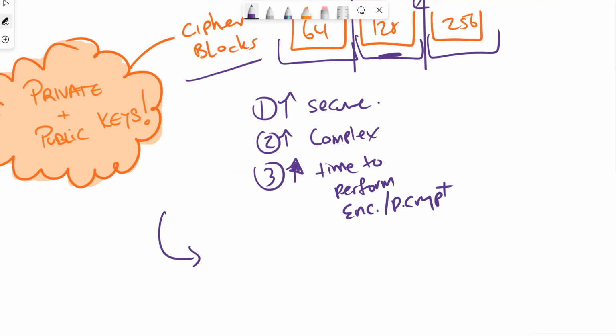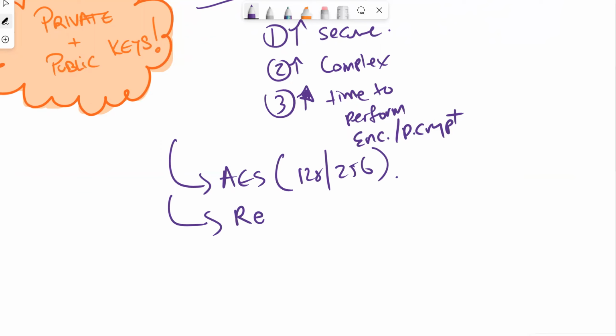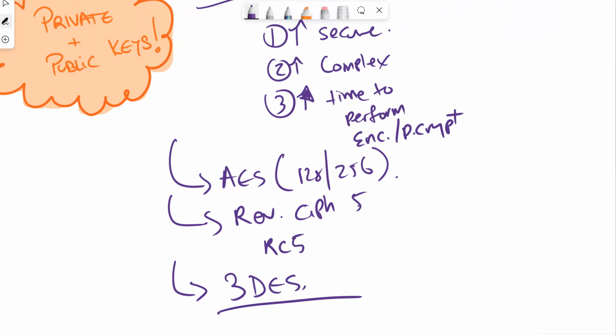Now, there are a couple of different protocols available to us. We've got the Advanced Encryption Standard, which can work over 128-bit and 256-bit chunk blocks. We've got reverse ciphering 5, so RC5 specifically. And then the lucky last one is the Triple Data Encryption Standard, which is Triple DES. These are all common protocols that use block ciphers to perform their actual encryption and decryption.